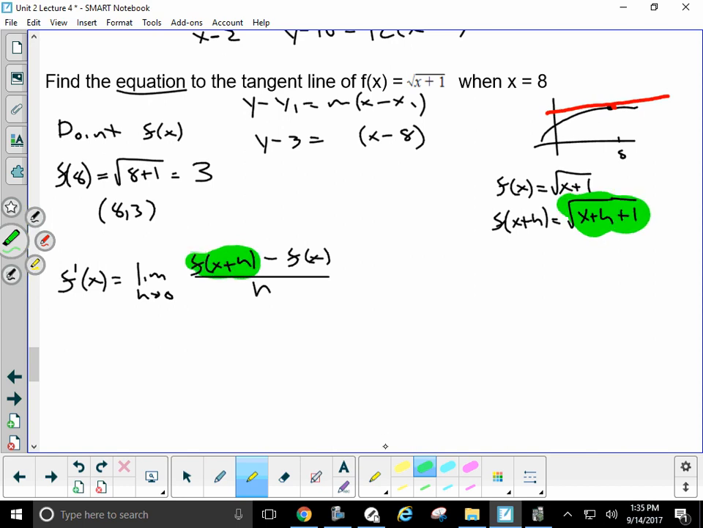Question? How did you get f of x plus h again? Instead of having x, you replace what x is with x plus h. So wherever I have x, it becomes x plus h, plus 1. Right? You just replace all of your x's with x plus h's.